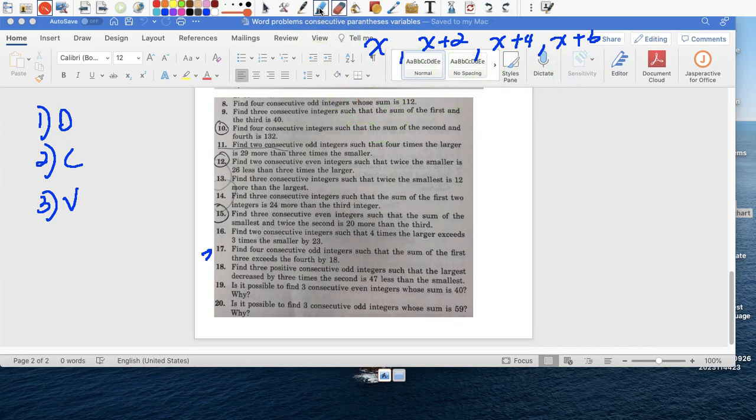So we have the 4 odd integers expressed here, and now we can set up the equation. Find the first 4 consecutive odd integers such that the sum of the first 3, so if I add the first 3, x plus the second one, which is called x plus 2, plus the third one, which is called x plus 4, if I add those 3, it's going to exceed the fourth by 18.